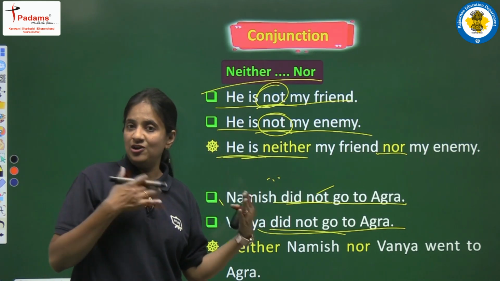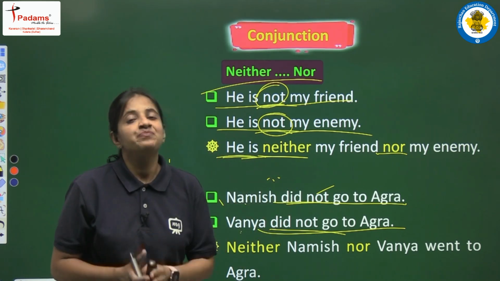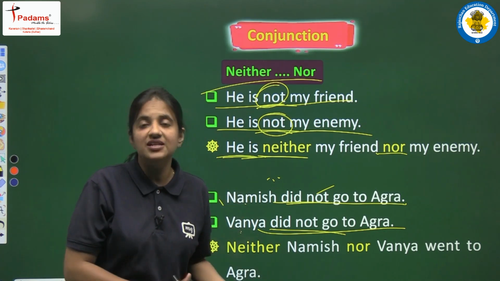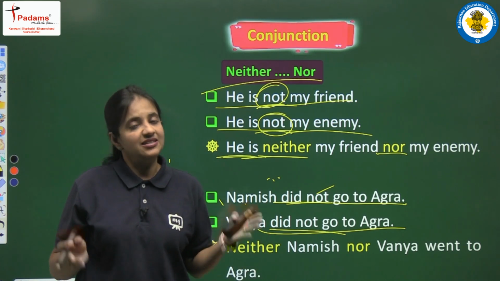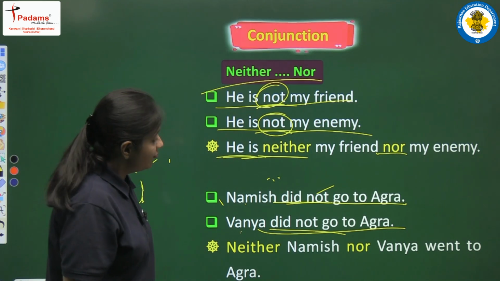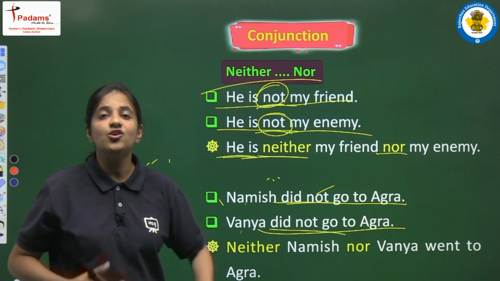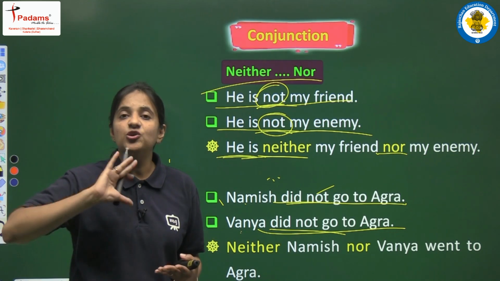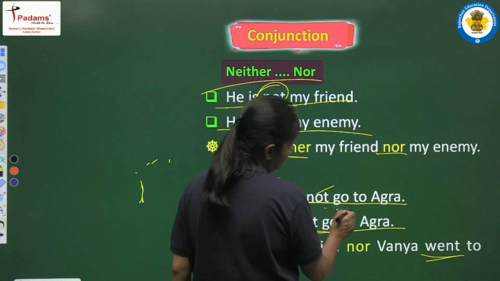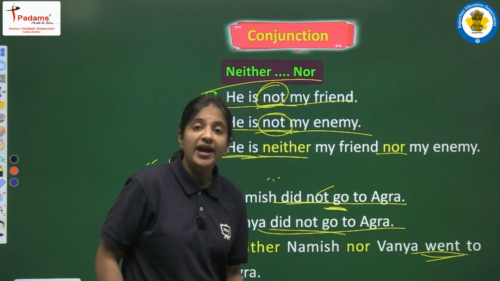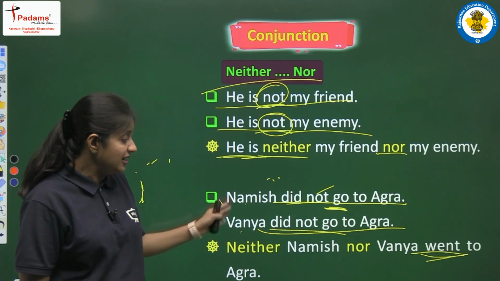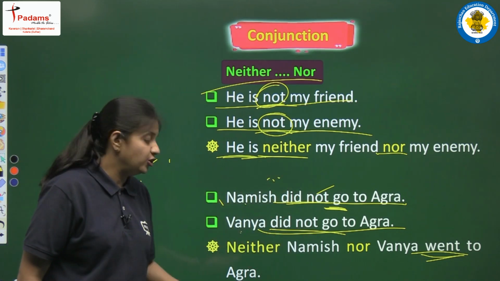But we are removing not and we are using neither. Again, learn this thing: neither, nor, yes, they are negative words, but the structure of the sentence will be positive. We have to follow the structure of a positive sentence, and for that we all know that in the positive sentence of the past simple tense we don't write did, and we have to write the second form of the verb. This is the reason that in the place of go we have to write went, and after that to Agra, and in this manner the complete sentence will be: neither Namish nor Vanya went to Agra.